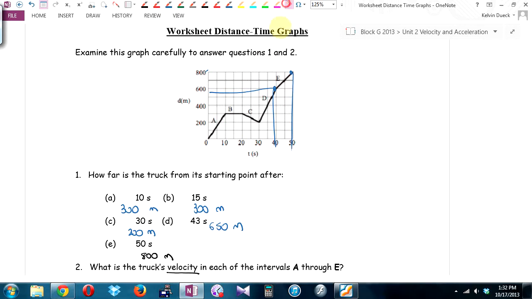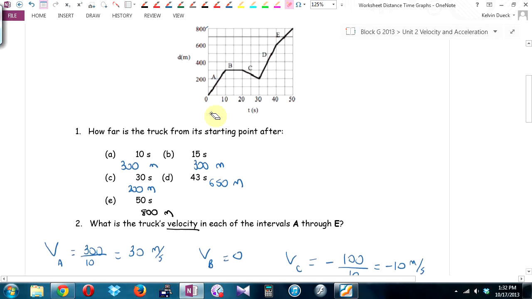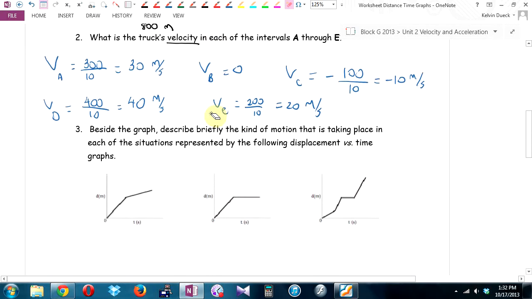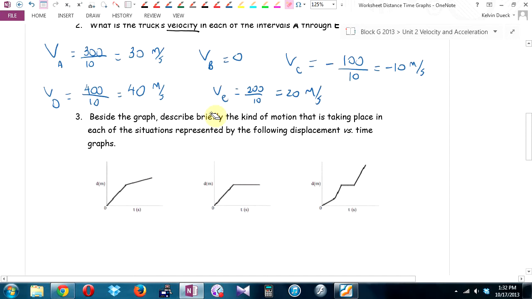I would have no problem turning that into some kind of a quiz or a test question, giving you a similar kind of a graph and saying, interpret it for me. Or I could even say, briefly describe the kind of motion, like in number 3. When I'm talking about describing the motion, here's what I'm looking for: moving forwards, moving backwards, speeding up, faster, slower, or at rest.